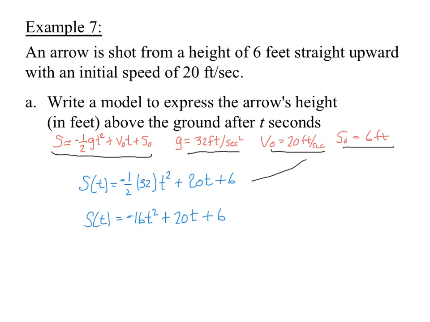So we plug all this into our formula, and we end up with s of t is equal to 1/2 times 32 t squared plus 20t plus 6. And now, of course, we do our little math, and we get s of t is equal to minus 16t squared plus 20t plus 6. So that is the model that expresses this particular arrow shot from 6 feet straight upwards with an initial speed of 20 feet per second.